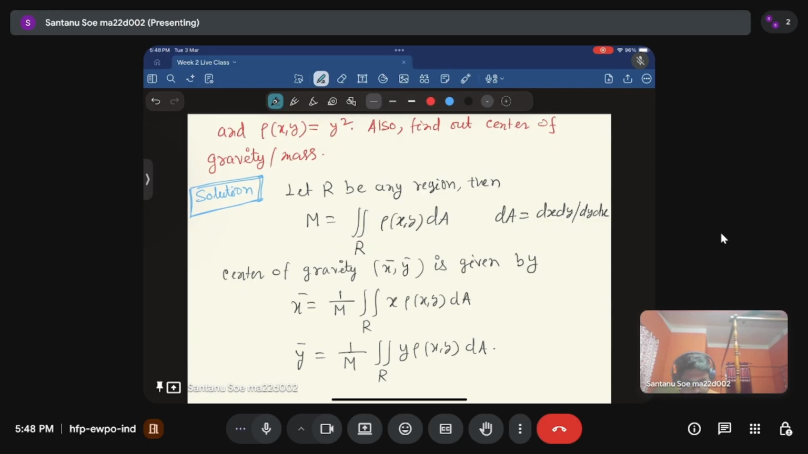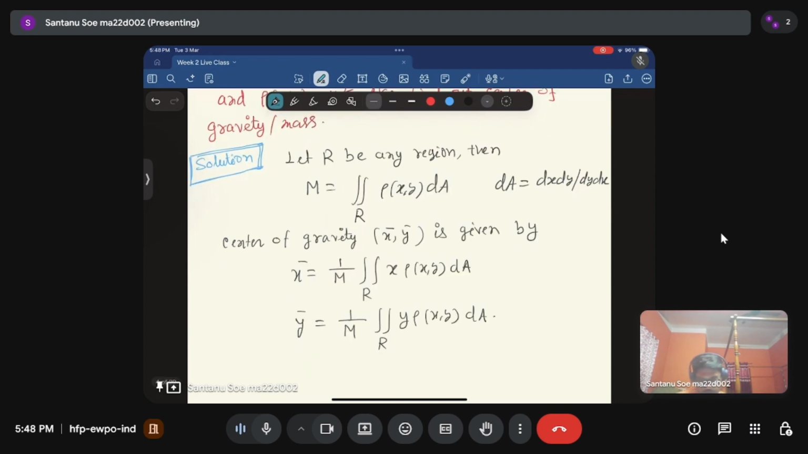Okay, so first we're gonna draw the parabolas and try to see both the x-intercept and y-intercept and try to draw the region, because to do the double integration we have to see what the region R is, right? So first we're gonna find out this m, and then we're gonna calculate both x bar and y bar.